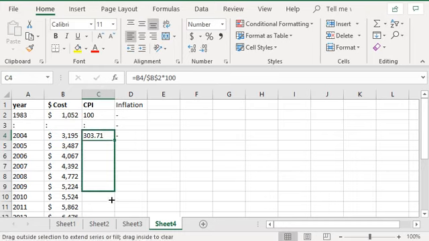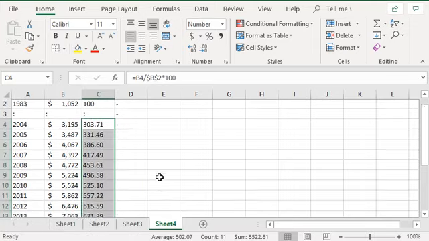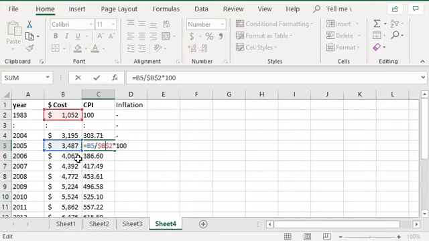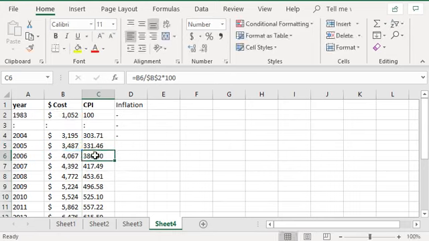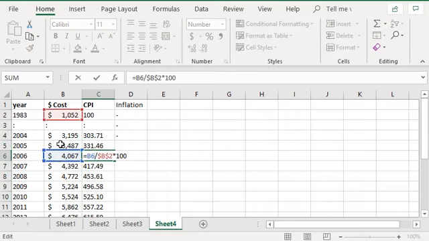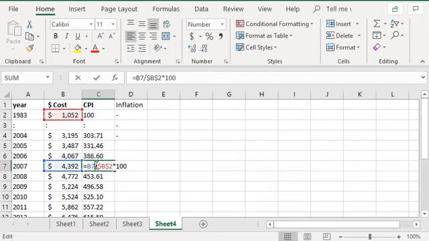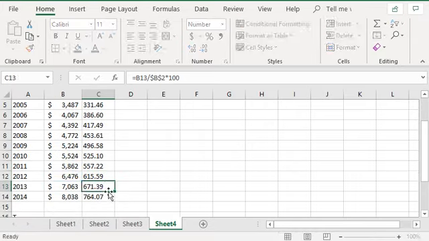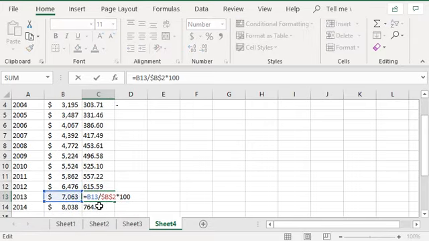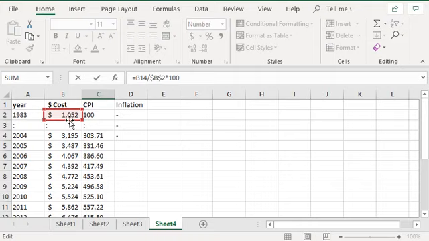So now I can just drag this down, and I get all the CPIs. If I click on this, I'm dividing that number by the base year number. In the next one, I'm dividing this number in 2006 by the base year number, etc. Everybody see that? So I'm taking this $8,038 in 2014, and I'm dividing by the base year in 1983.